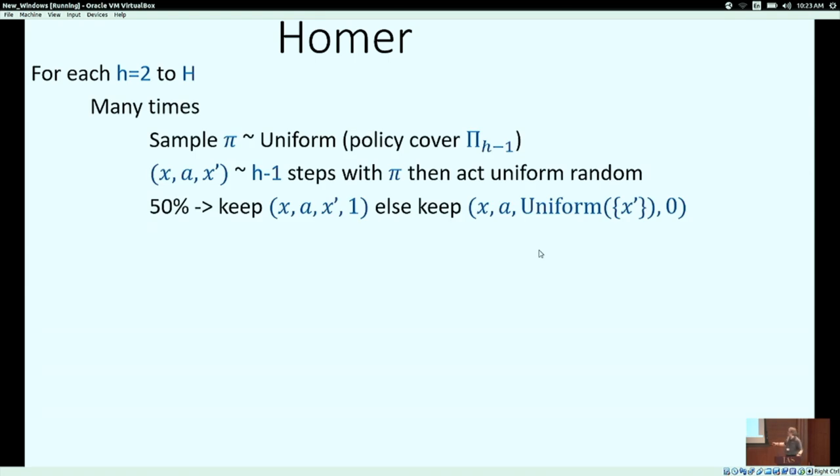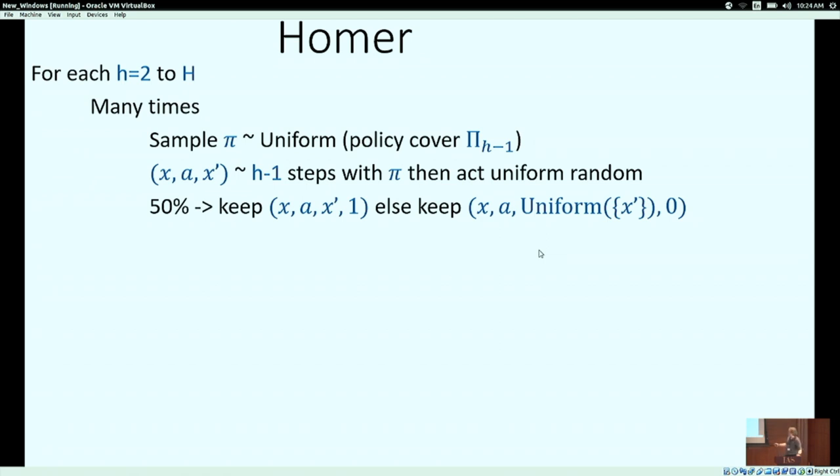Okay, so first thing we're going to do is sample uniformly from a policy cover. So a policy cover is a set of homing policies for the previous time step. So we're going to sample one policy, which is designed to home to one of our latent states at the previous time step. And now I'm assuming this inductively, so I'm going to have to give you this for the next time step at the end of this iteration. We're going to run with this sampled policy h minus one steps, and then we're going to act uniform random. At the end of that trace, we're going to see the observation from h minus one, the random action, and the observation from time step little h.